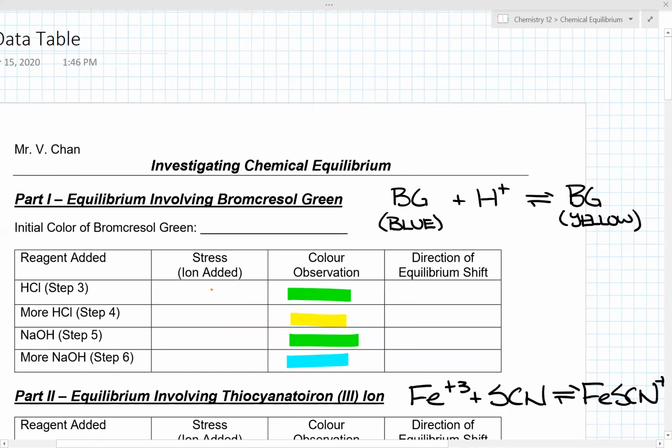When you got this lab, remember I said I wanted you to just record the color. So what you should have gotten was the color observation: green, yellow, green, blue. Now, how do you fill in this direction of equilibrium shift, and how do you fill in the stress ion? Well, you have to go back to the equation.